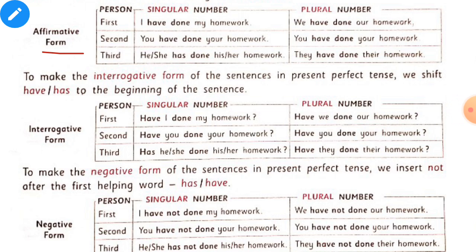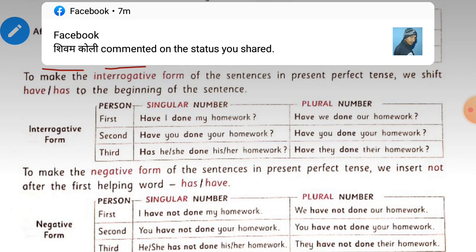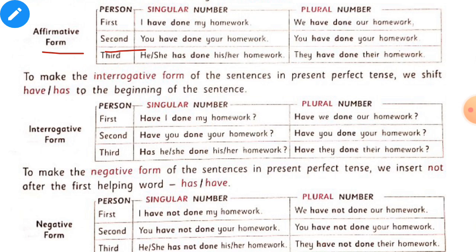This is the first person: I have done my homework, and we have done our homework. The second person is you: you have done your homework. And the third person is he, she, it. He or she has done his or her homework.